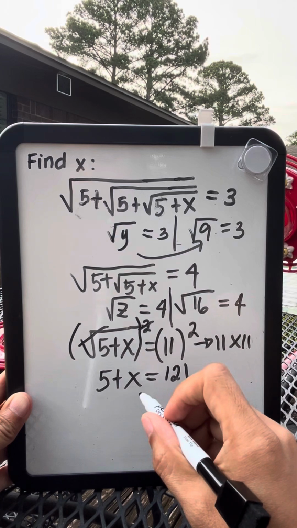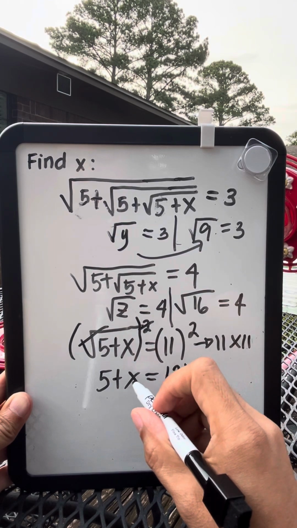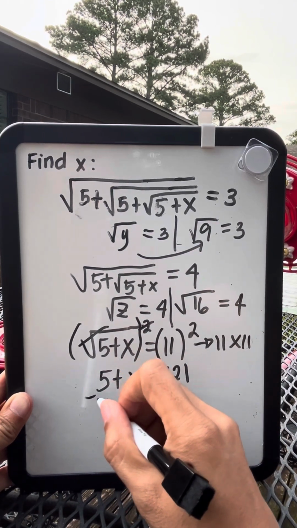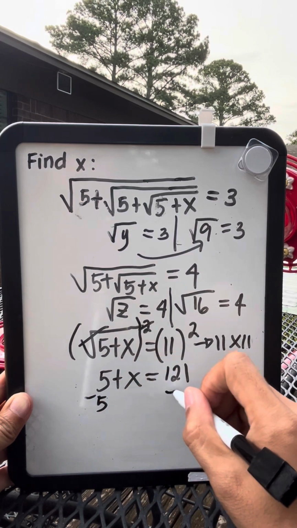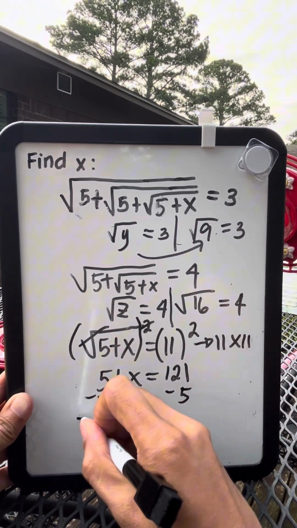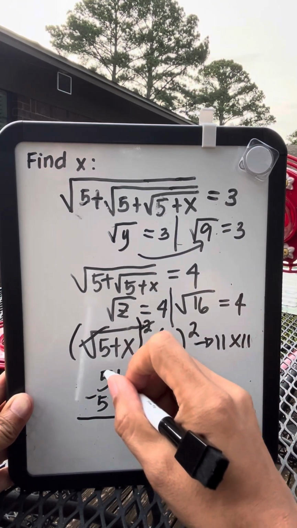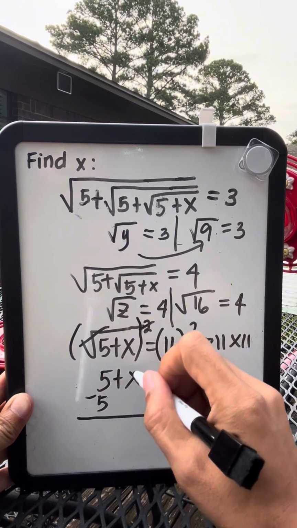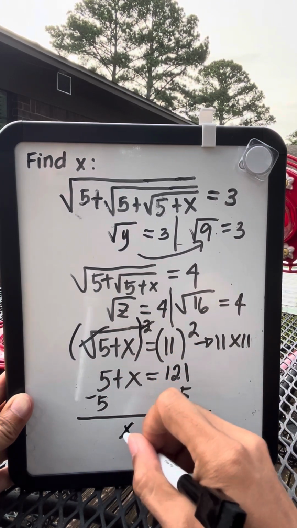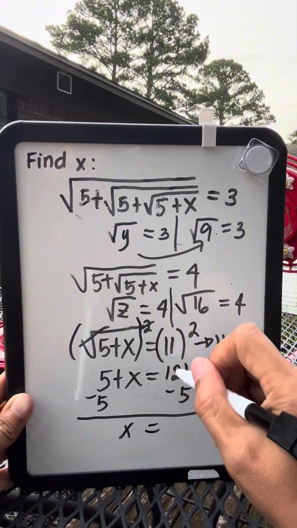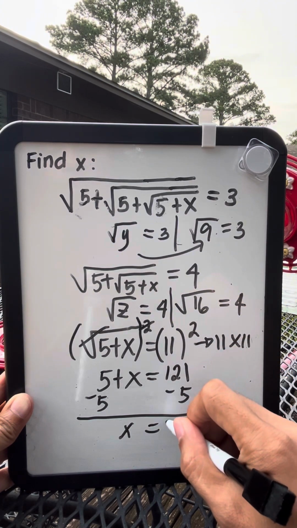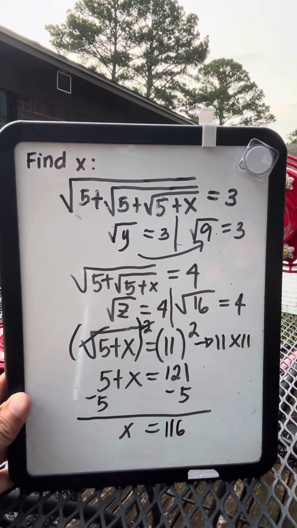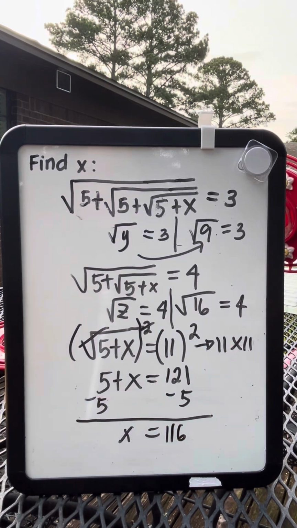Okay, we're almost there in finding the value of x. To find the value of x, we just have to isolate x by subtracting 5 on both sides. And so 5 minus 5 is 0, and then we can bring down x here. And then we have 121 minus 5 is 116. So we got our answer. x is equal to 116.